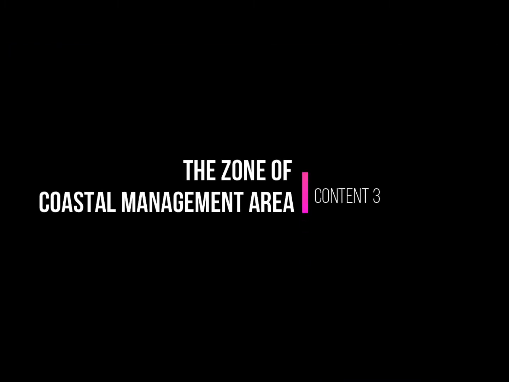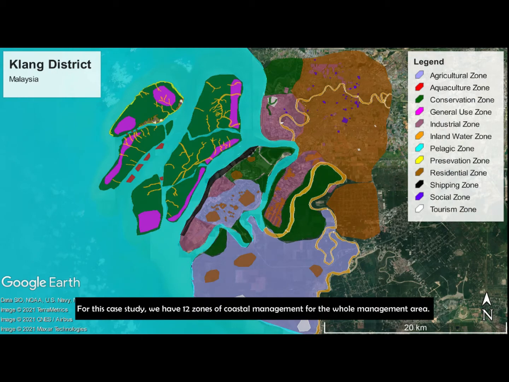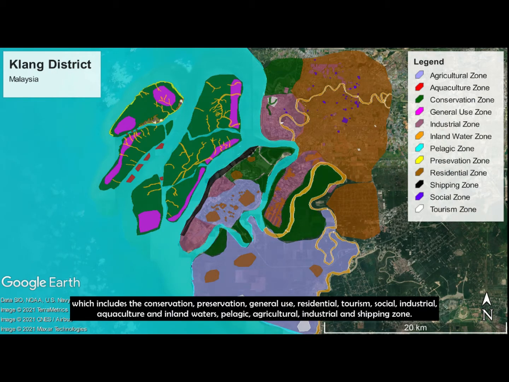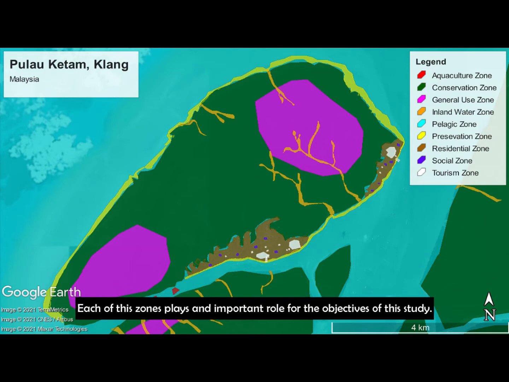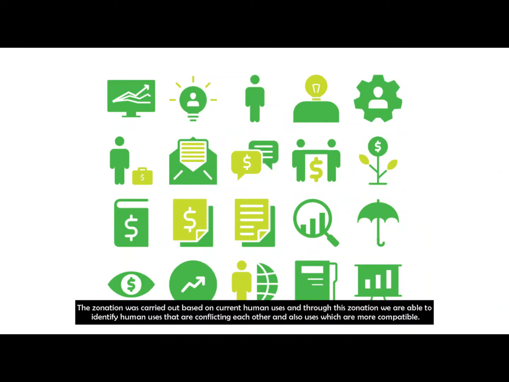For the case study, we have 12 zones of coastal management for the whole management area, which includes the conservation, preservation, general use, residential, tourism, social, industrial, aquaculture, and inland water, pelagic, agriculture, industrial, and shipping zone. Whereas in Pulau Ketam, there are 9 zones of coastal management. Each of these zones plays an important role for the objective of this study.